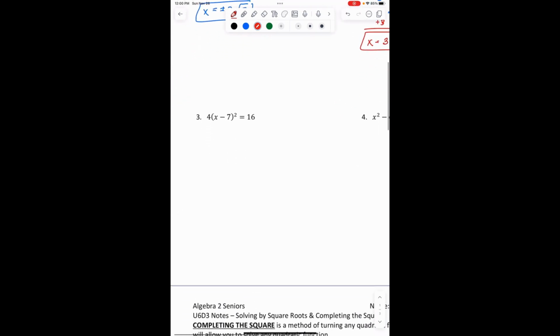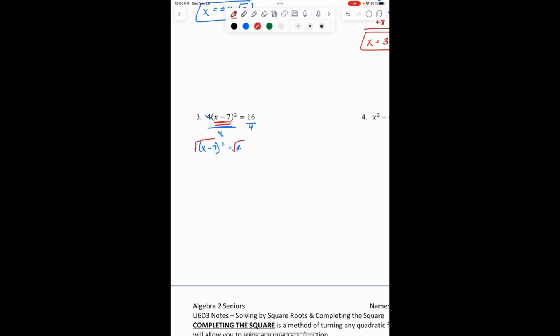Now, when we get into ones like 3 here, we have a binomial being squared, right? But we've got a number hanging out front, so we've got to get rid of that number before we take a square root. So to get rid of that, it's 4 times the quantity, so we're going to divide both sides by 4. Okay, so we're going to go x minus 7 squared equals 4. Right now, we can take a square root.